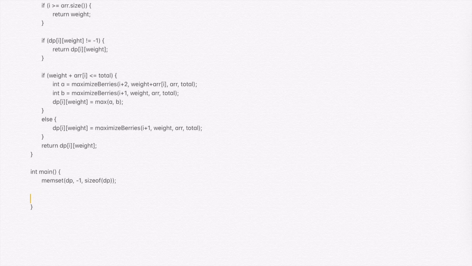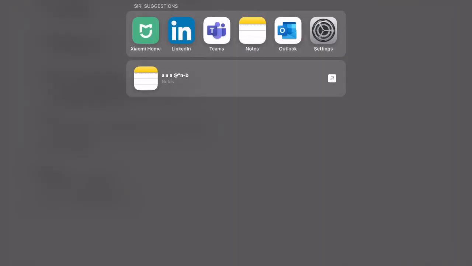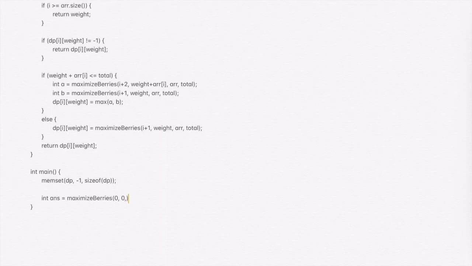And finally, the answer is going to be maximize berries, and what you're going to pass is, you are at index number 0, your current weight that you have achieved is 0, and the array is array, and total is total.